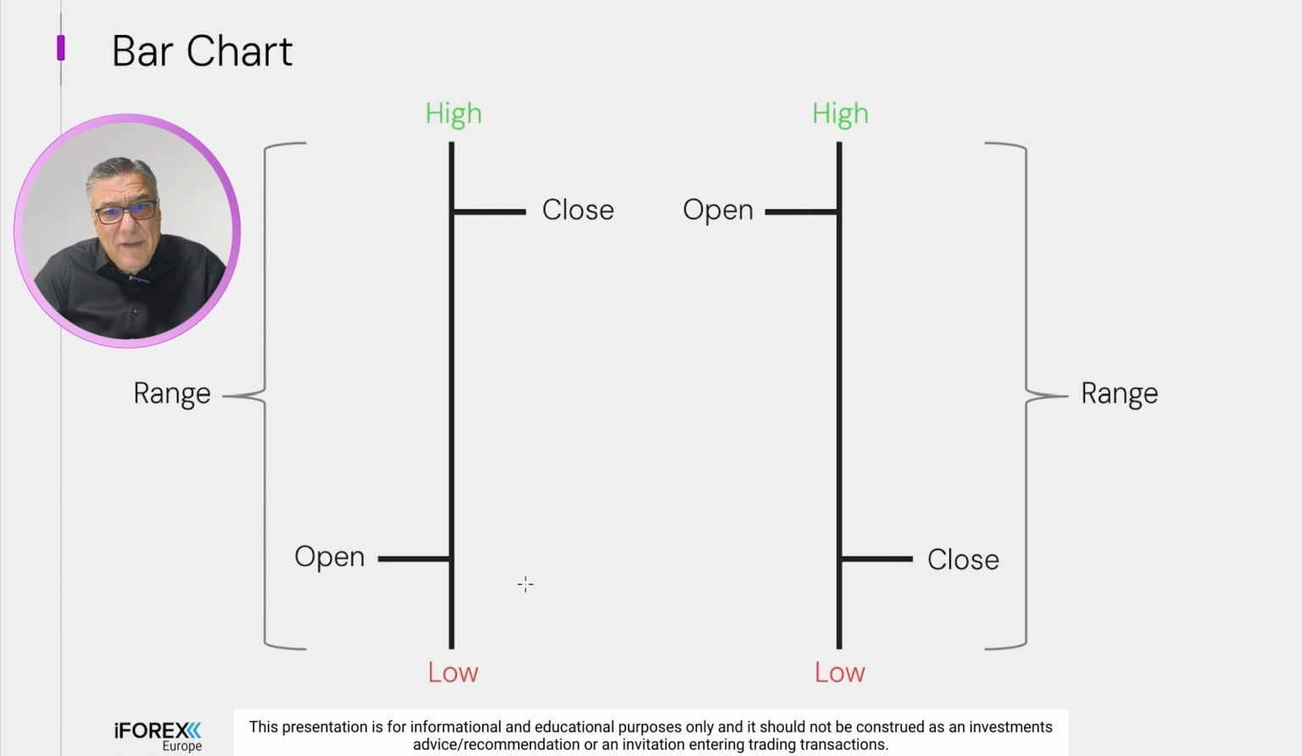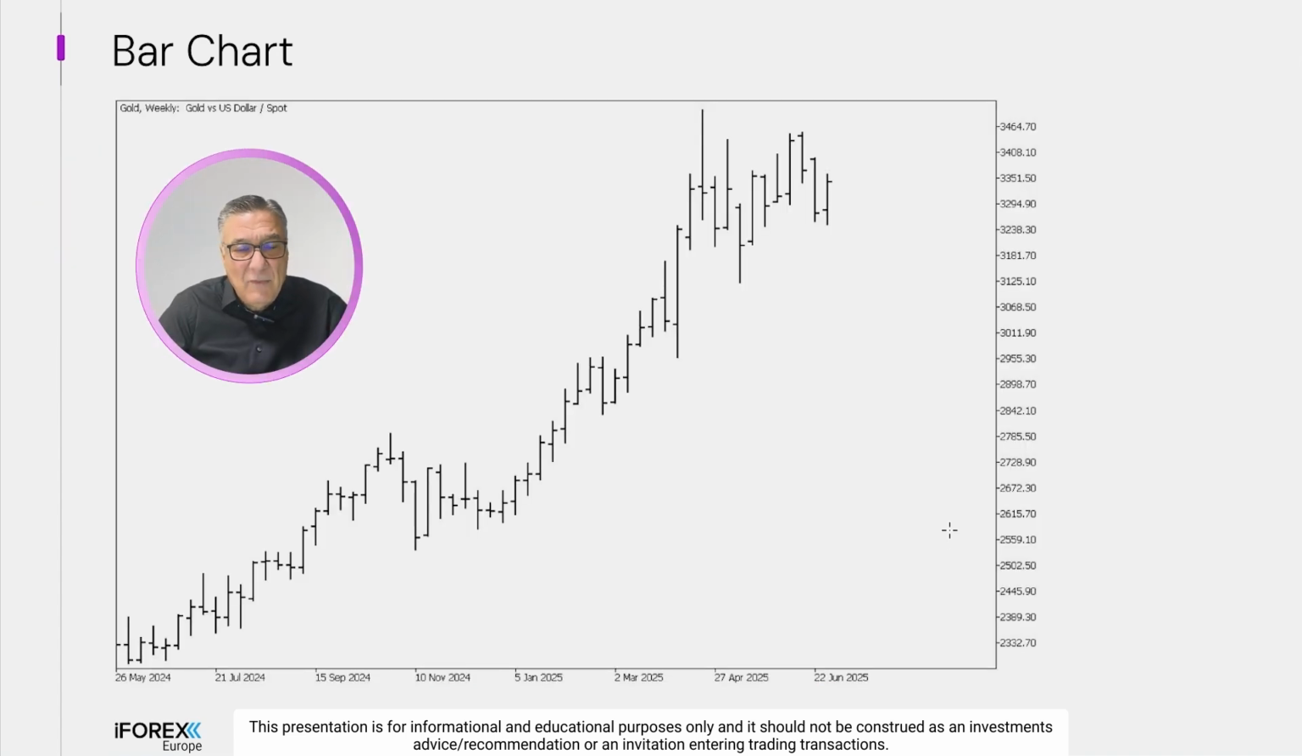We can talk about the range as well of the bar, of the session, and what the range is all about actually is the distance between the high and the low price. It doesn't really matter the location of the open and the close. What matters is the high and the low price during that session. The difference between the high and the low is the range. And of course, the bars appear on the trading platform, on your price chart, like this.